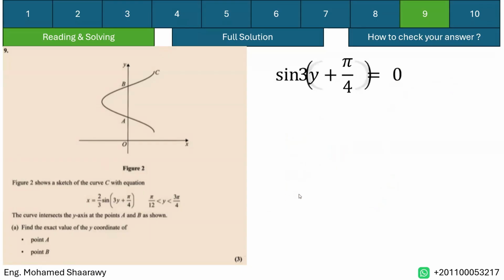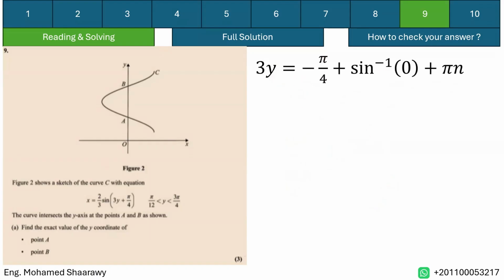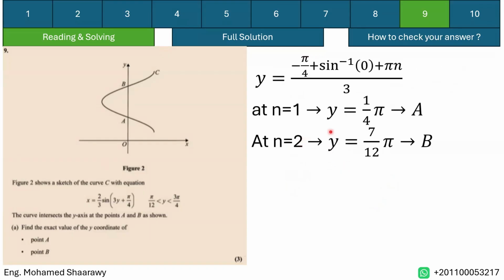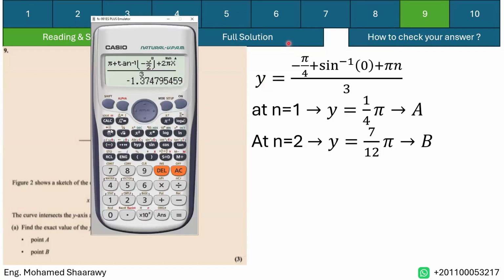Okay, let me continue. So now I need to get y, so let me subtract both sides by pi over 4. And now let me divide both sides by 3. And now let me get the correct y values. So let me try with you using the calculator. So let's write this as negative pi over 4 plus shift sign 0 plus pi n in order to get all the multiples of the solutions all over 3.